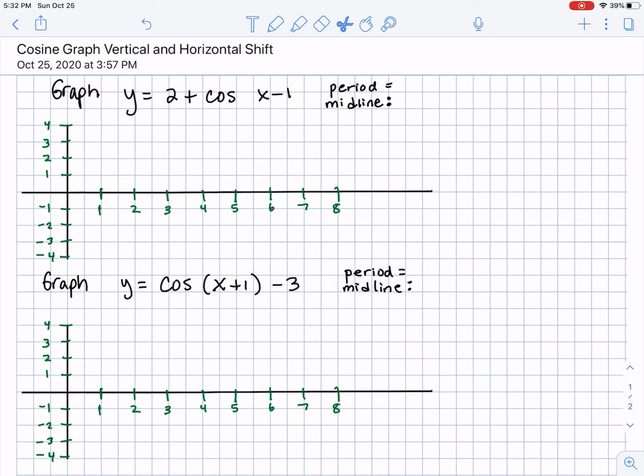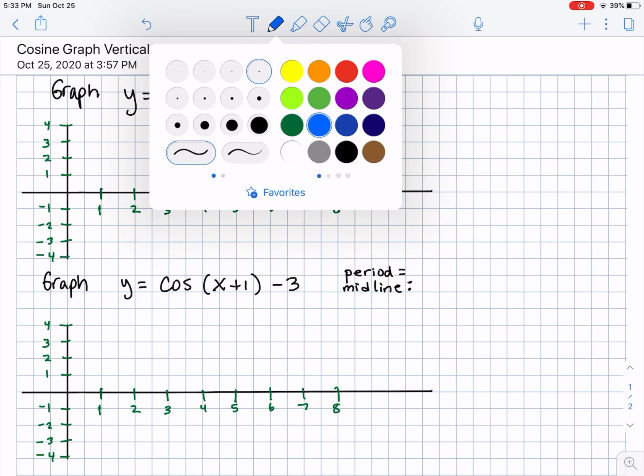So this video is going to talk about the cosine function and transformation, specifically focusing on the vertical and horizontal shift. The horizontal shift is when your cosine function moves right and left, and the vertical shift is when your cosine function moves up and down.